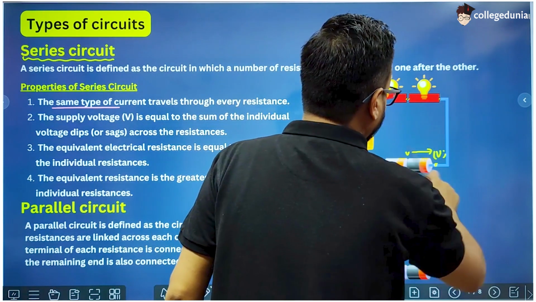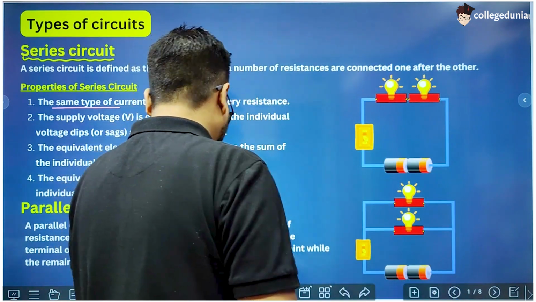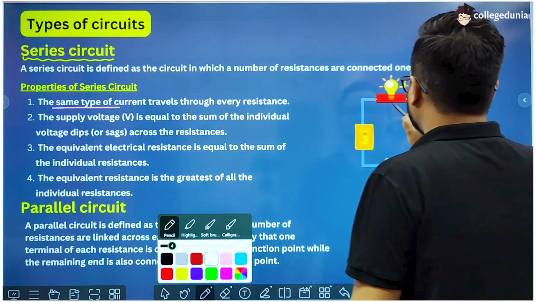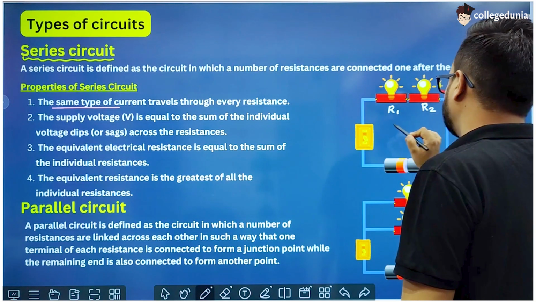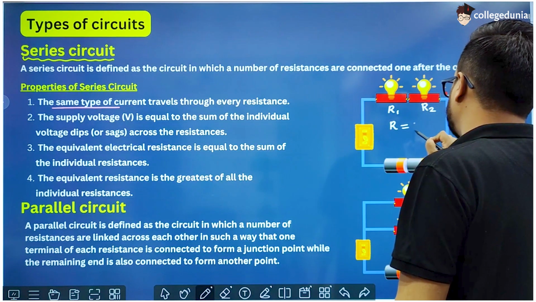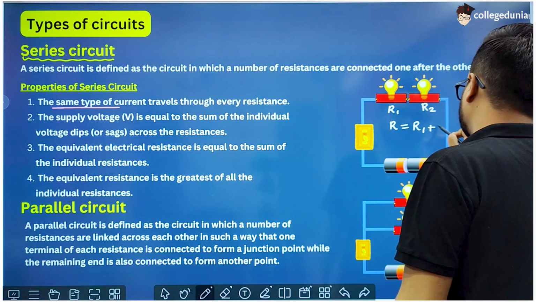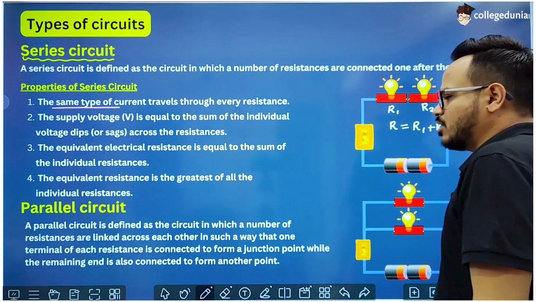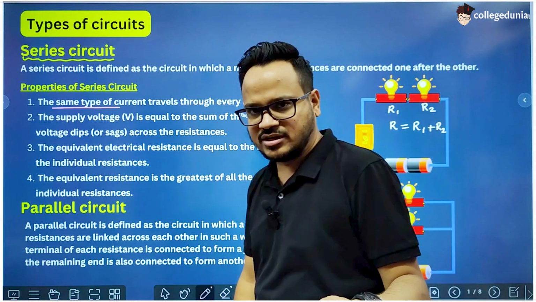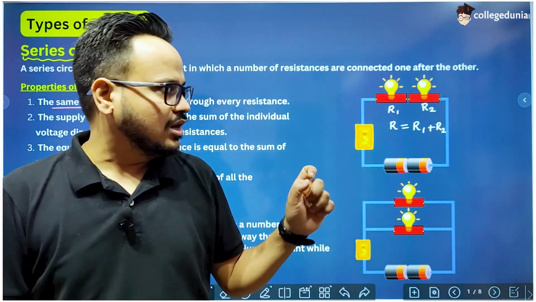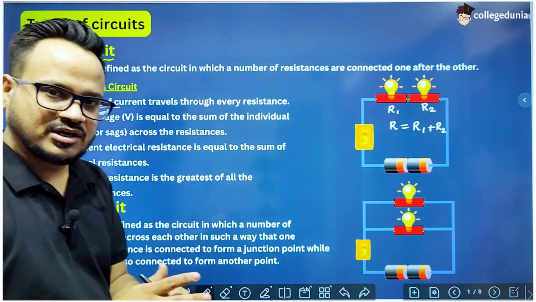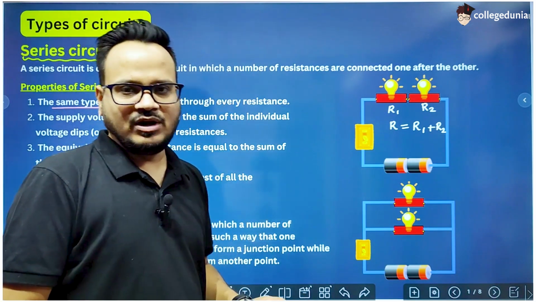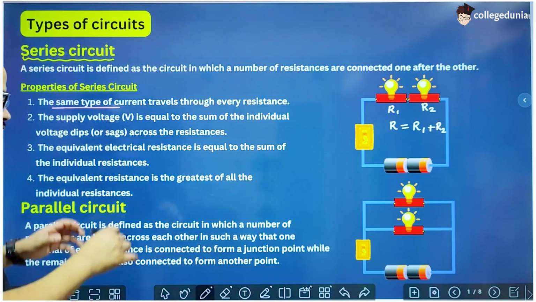Let us say if the resistance of this bulb is R1 and the resistance of this bulb is R2, then the net resistance of this combination is R1 plus R2. So overall resistance in a series arrangement always increases. So whenever we are connecting components in series arrangement, then the resistance will increase, so lesser current will pass through the branch.